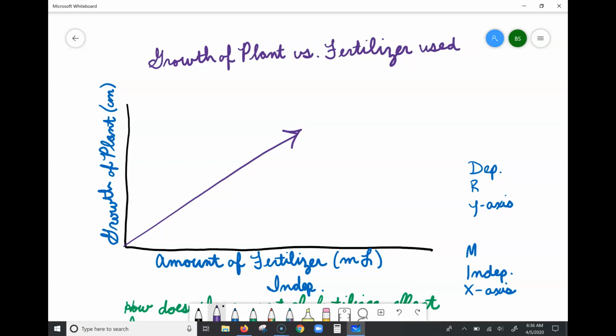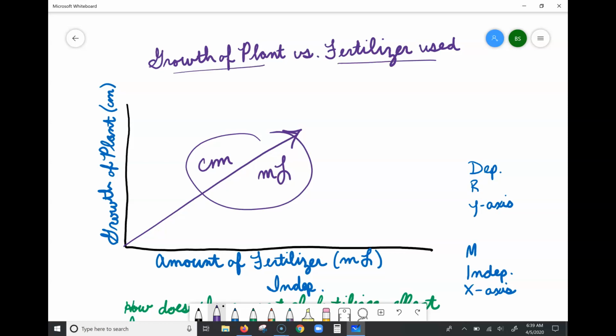And if we take those labels and put them in here, our centimeters and our milliliters, we get our rate. And interestingly, centimeters per milliliter: growth of plant per amount of fertilizer used.